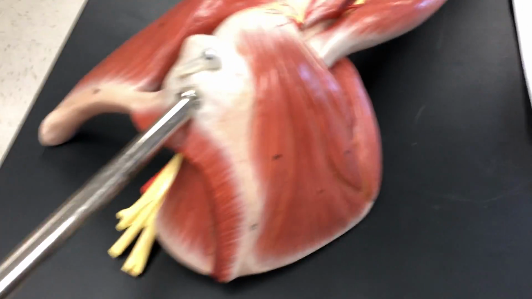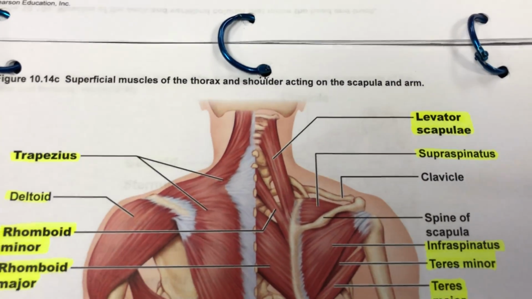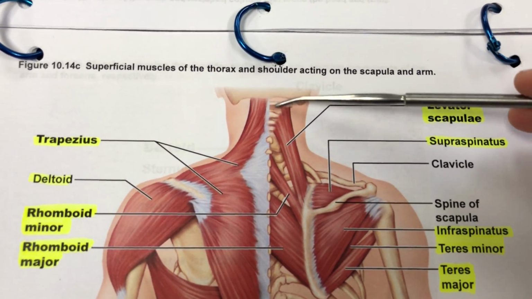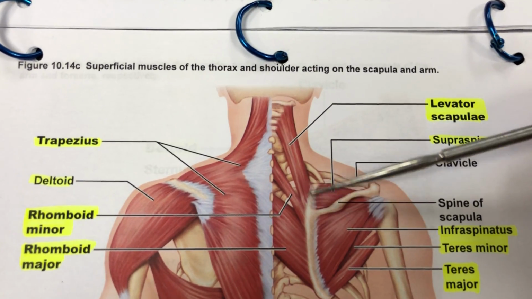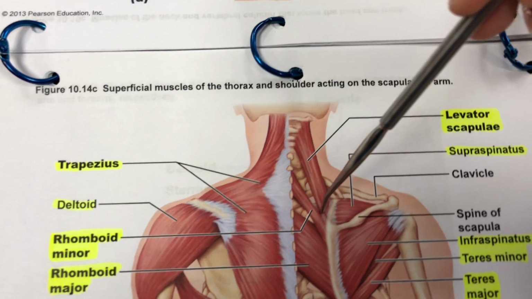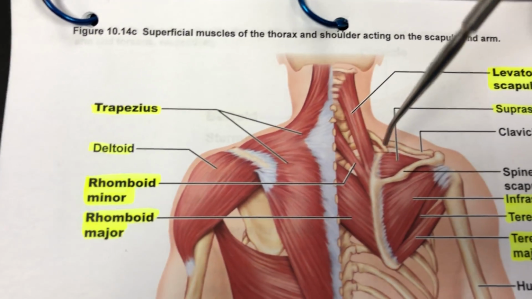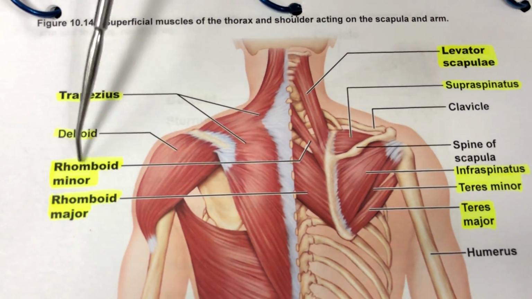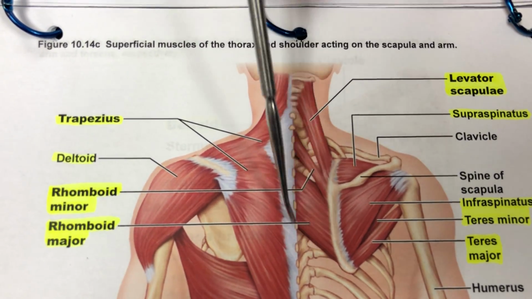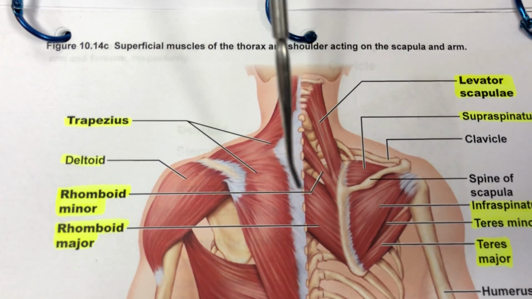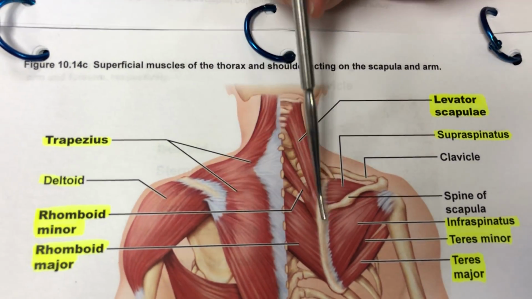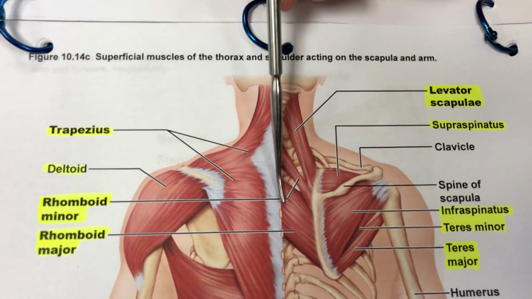The levator scapulae is only in pictures, but it's here. It inserts on the spine and goes to the scapula. So it elevates and adducts the scapula. Then you've got your rhomboids, both the major and the minor, also only in pictures. Rhomboid minor is there, it's smaller, and then the major is there. It pulls the scapula medially to retract the scapula. So when you square your shoulders up, that's what that does.